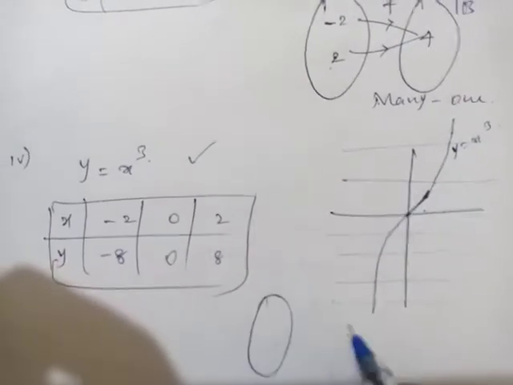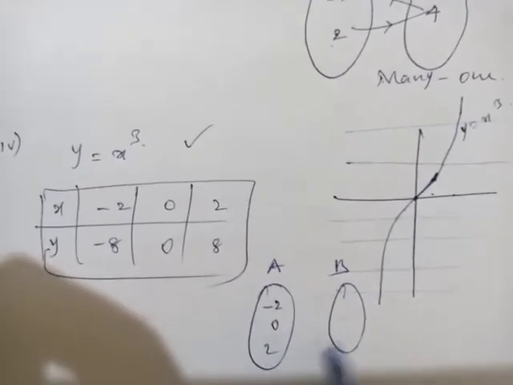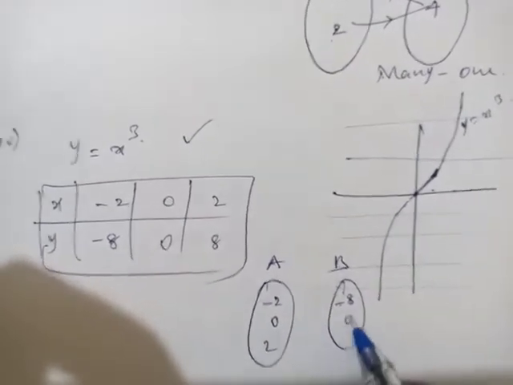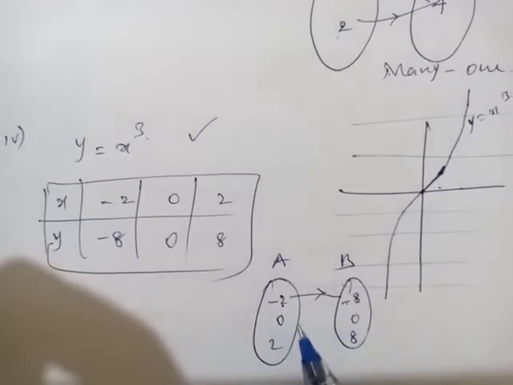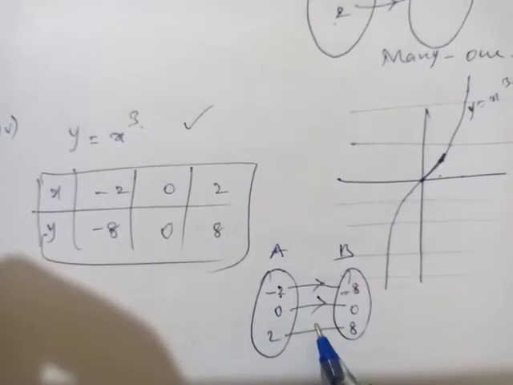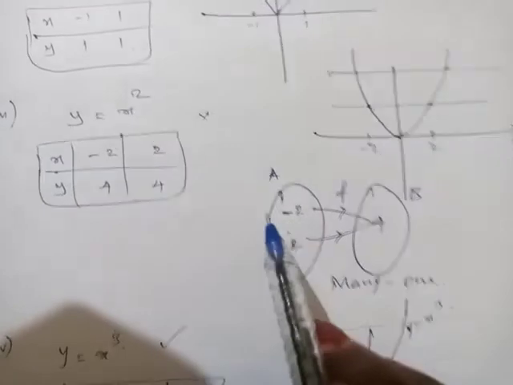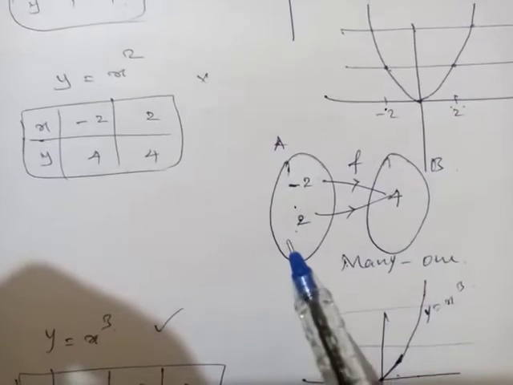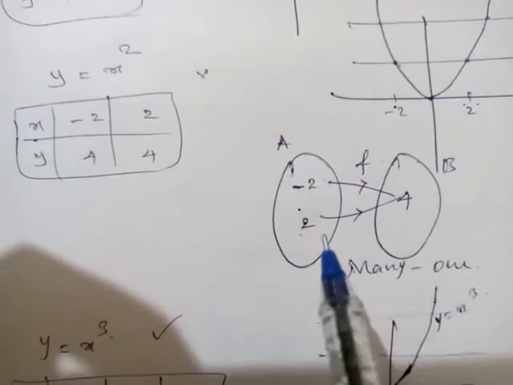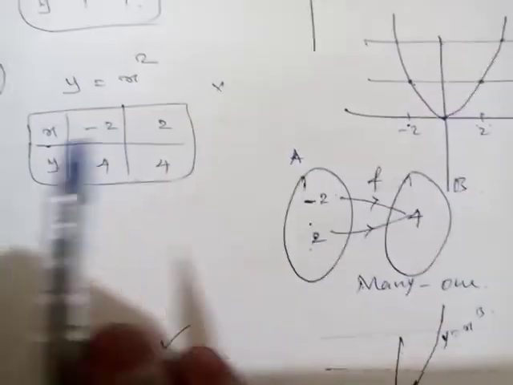The arrow diagram will come like this. This is A and this is B. For -2, 0, plus 2, there will be -8, 0 and +8. -2 images -8, 0 images 0, 2 images 8. So like this. Okay. The same thing, just consider y is equal to x square. Suppose they gave this domain containing only positive values, what will we get? Now this is a one one function. Understand? Y is equal to x square, the same function.